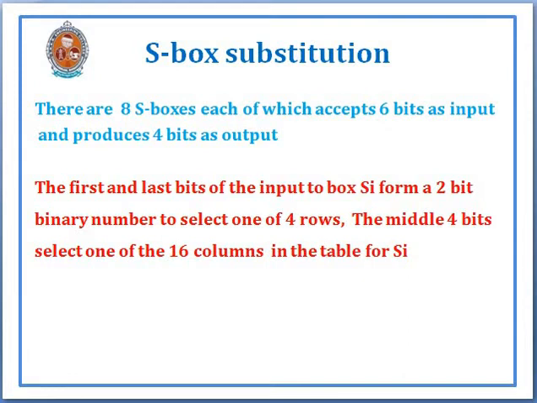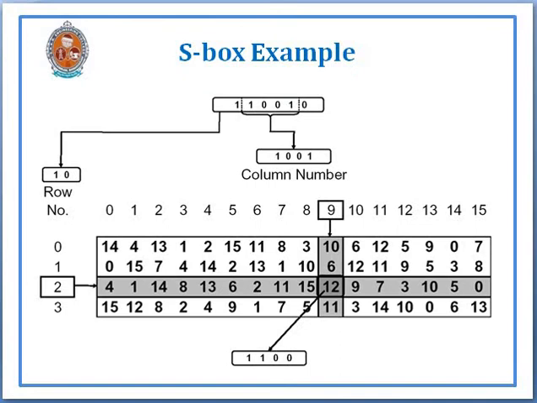The first and last bits to the S box Si form a 2-bit binary number which selects one of the 4 rows, and the middle 4 bits will select one of the 16 columns in the table of Si. Each Si is a table which contains 4 rows and 16 columns. And here is an example for S box.